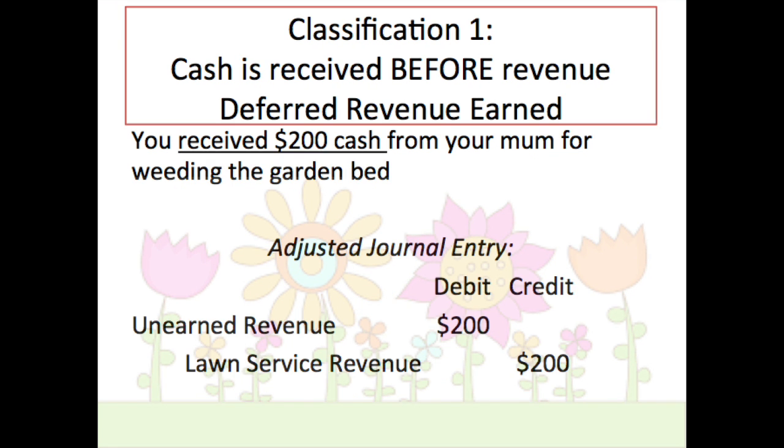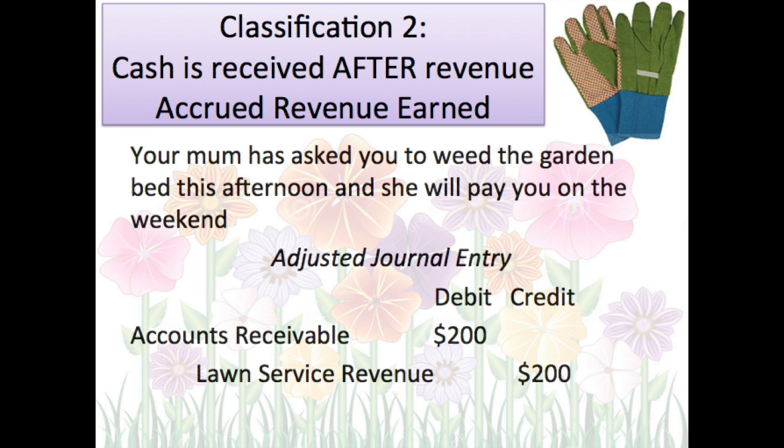However, after you receive cash on the weekend, you then write this on the adjusting journal entry as the opposite of the general journal, as the task has taken place. You debit the unearned revenue, decreasing the liability as you have now finished the garden bed, and you credit the cash.